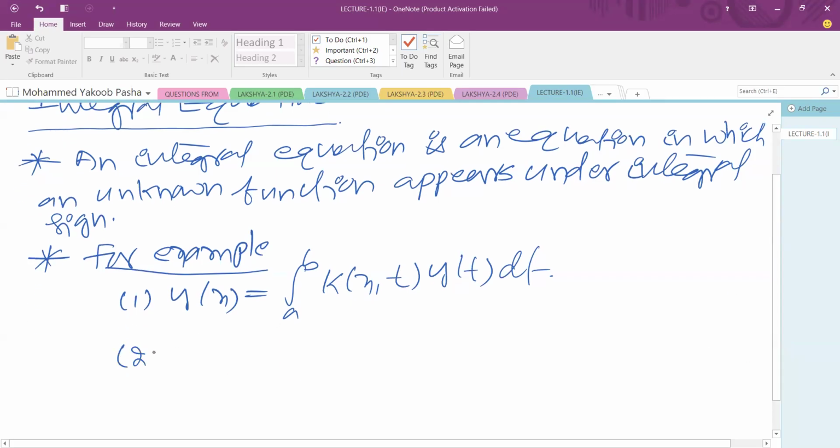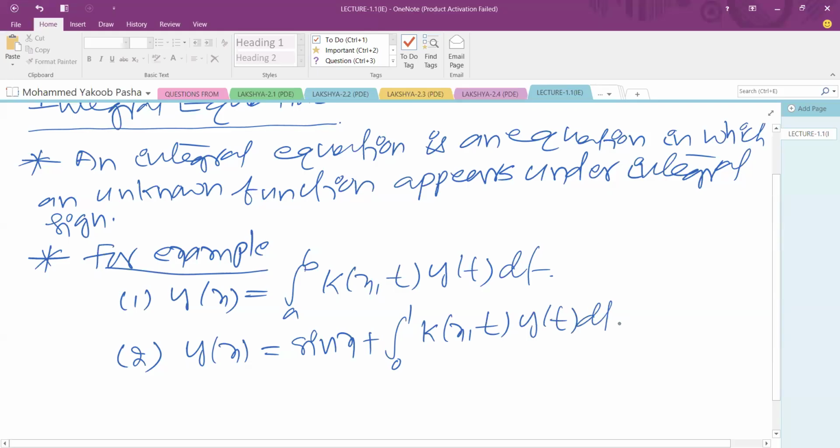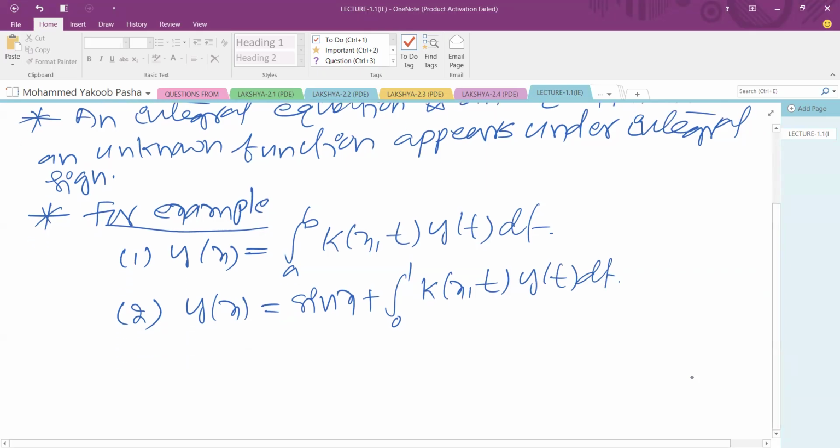Similarly, if we take another equation, y of x is equal to sin x, you may take any function. We are taking sin x, plus the integral with particular limits 0 to 1, of k of x comma t into y of t dt. Here also k of x comma t is a known function, sin x is also a known function, and y of t is the unknown function that appears under the integral sign.